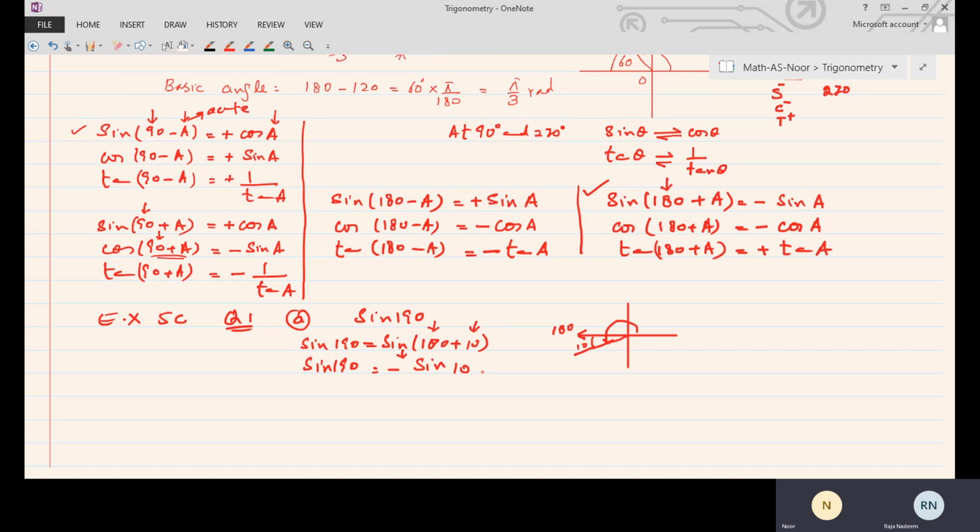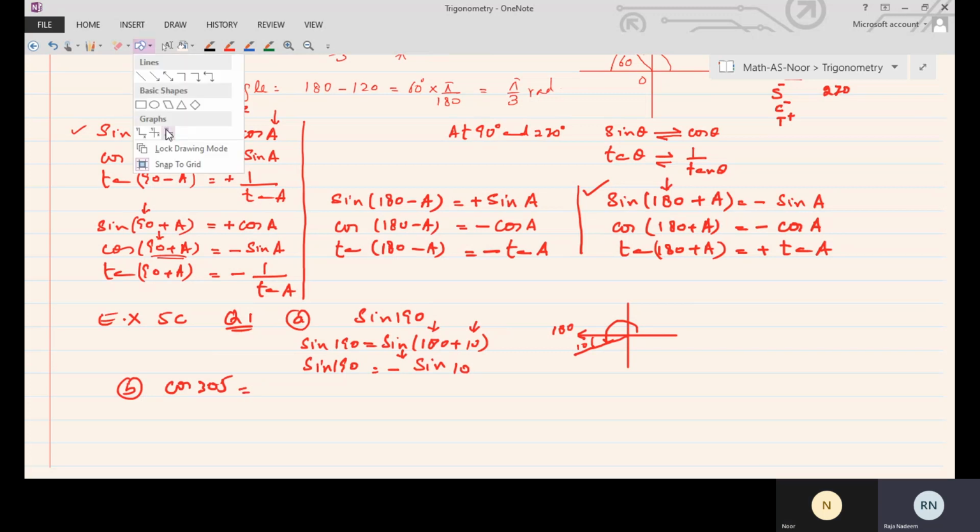So, we are required to answer this. The first step we do is find the acute angle, then we check which quadrant it is in, and then we put the sign and check if it changes or not. Okay, now it is 305.